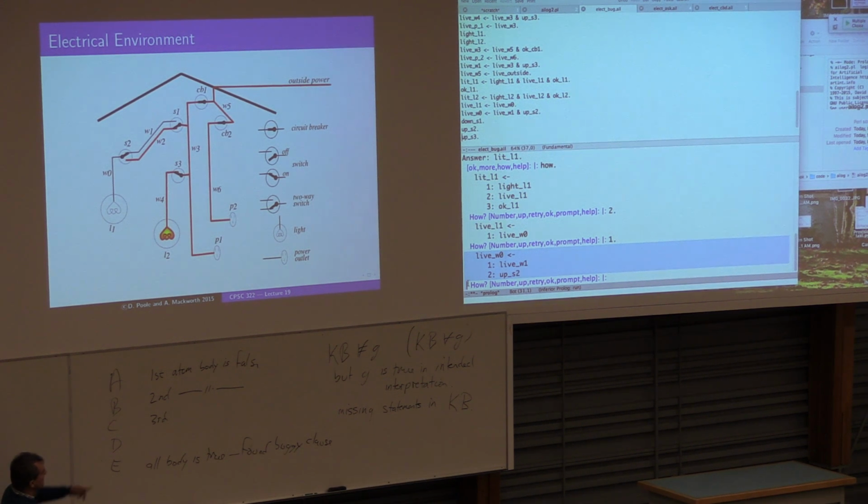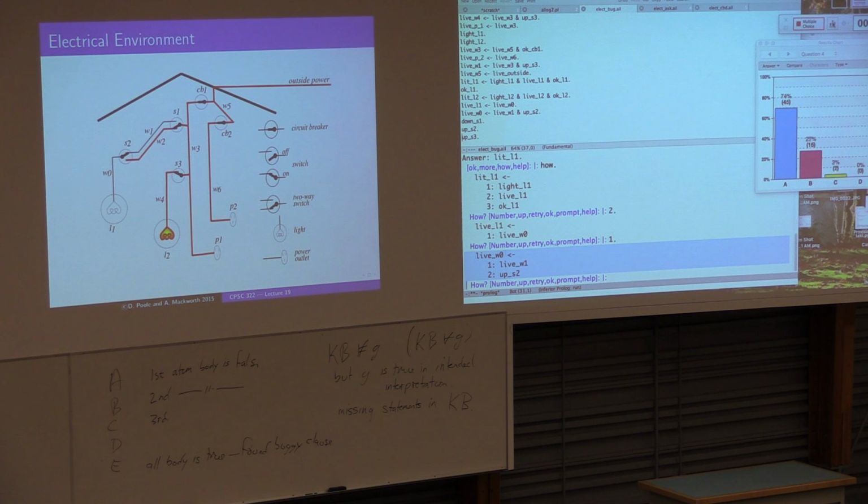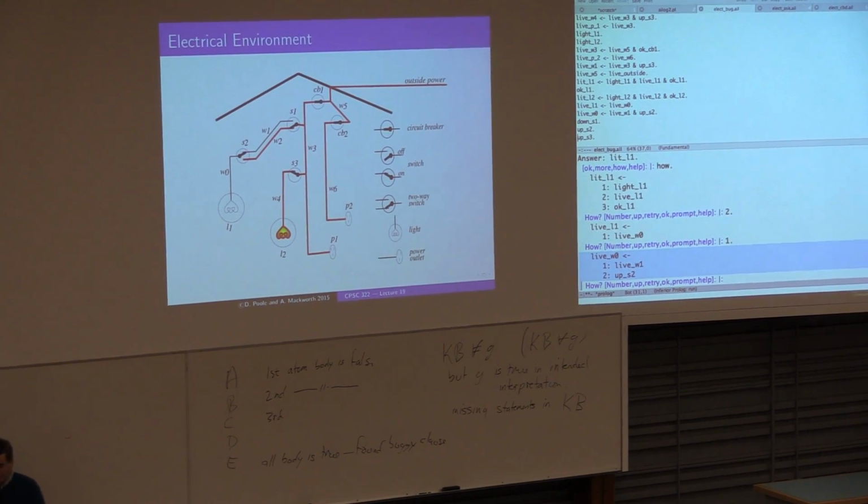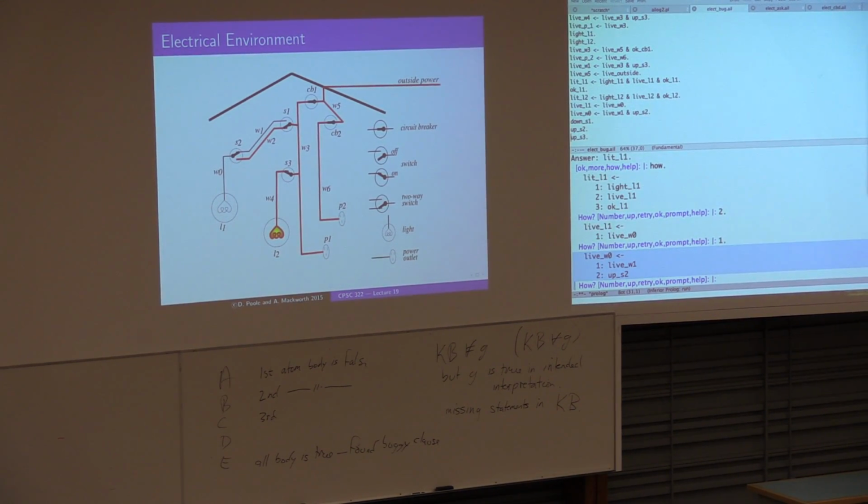Is live W1, which means there's power in W1, and up S2, which means switch 2 is up. So which one of those two is false in the intended interpretation? We're going to do debugging by clicking again. We're looking at this diagram. This is my world. Right, so the answer here is, the first one is true, right? Let's click that. All right, so we're going to say the answer here is 1.